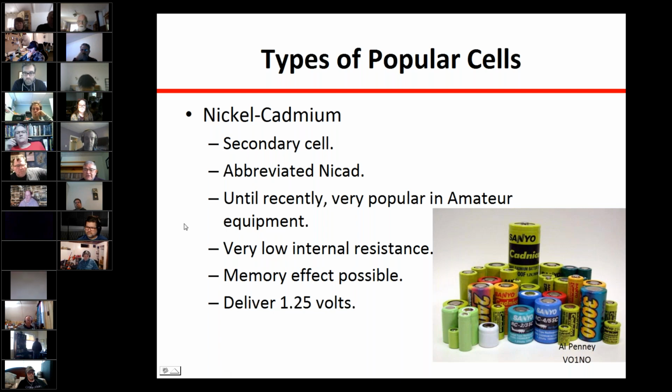Devin asked if you could eliminate the memory effect. Yeah, there are ways, but you got to discharge them and recharge them certain ways, and sometimes you got to put a zap of electricity through to eliminate the little whiskers that form in there. It's best to try and avoid it if you can.